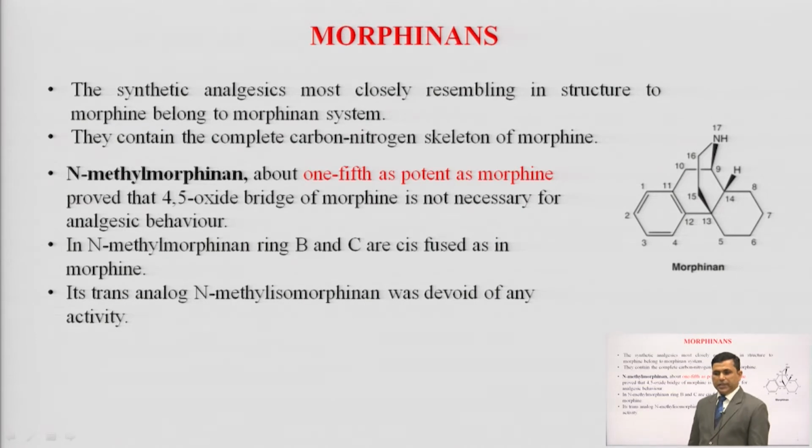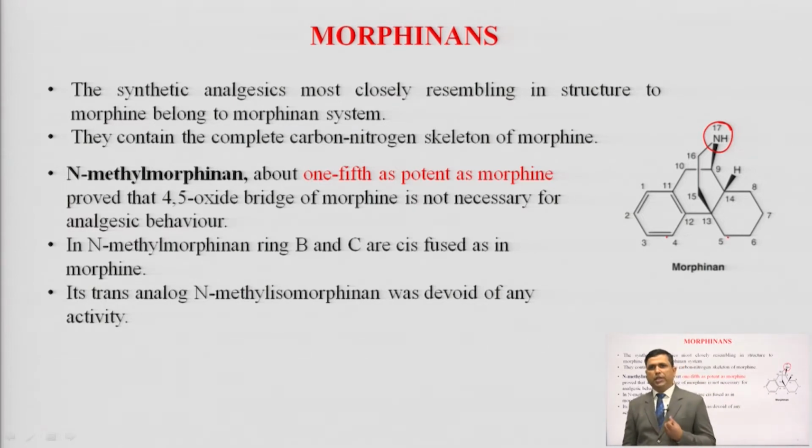These synthetic analgesics closely resembling the structure of morphine belong to the morphinan system, and they contain the complete carbon nitrogen skeleton of morphine, because only the 4-5 epoxy linkage and the 3 and 6 OH groups are missing. So, we have the complete carbon and nitrogen skeleton of morphine in the morphinan system.